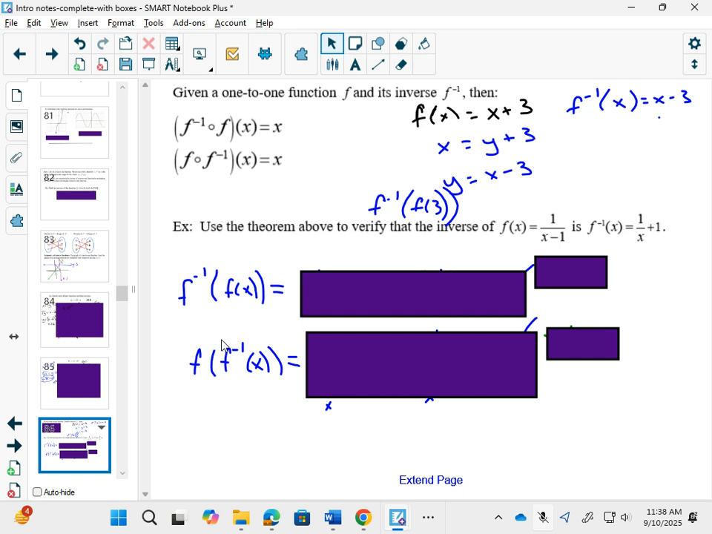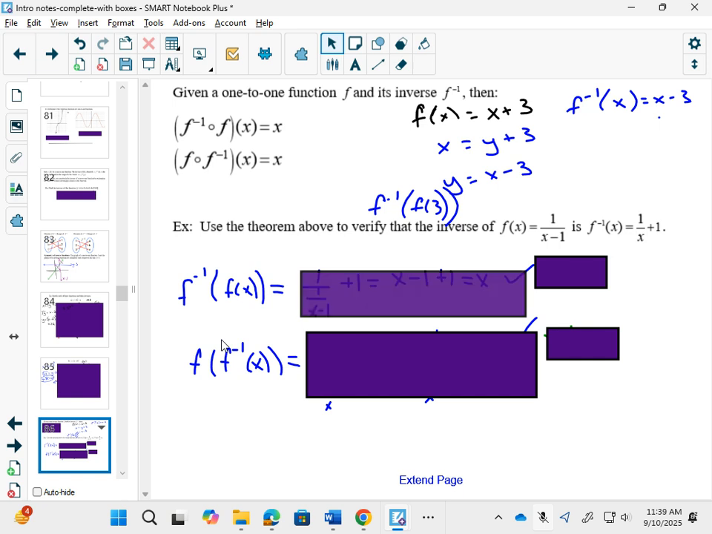So in grade 12, this wouldn't have said use the theorem above, but in grade 12, you would have been asked, show 1 over x plus 1 is the inverse to 1 over x minus 1. And what you would have done is you would have switched x and y, found the inverse, and if it matched up, you would have said, yes, this is true. But now we have a new technique that we can use. We can use the composition of functions to show and see if we get x.